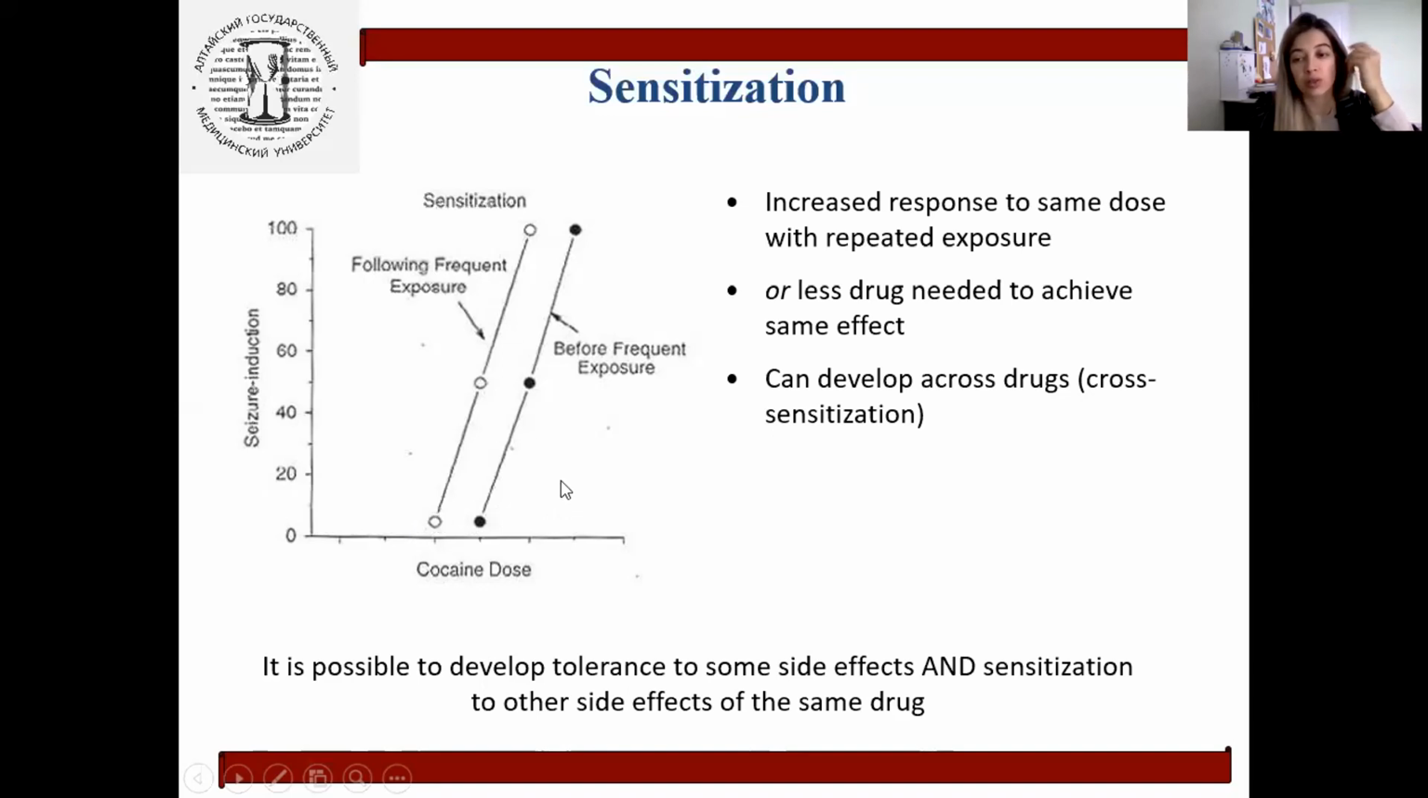Firstly, you take a dose of cocaine, which doesn't give you this effect like seizures, contraction of skeletal muscle. But tomorrow you take the same dose of cocaine and already you have this side effect. And this is a very frightening thing because you didn't expect it, because you took the same dose, yes, but suddenly the seizures appeared. So it can be the result of sensitization of your body to this drug.